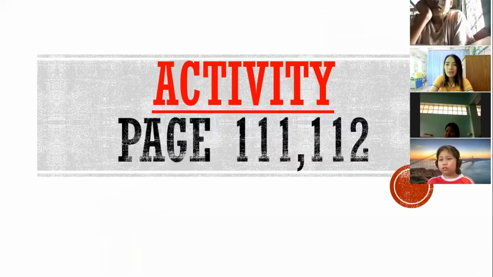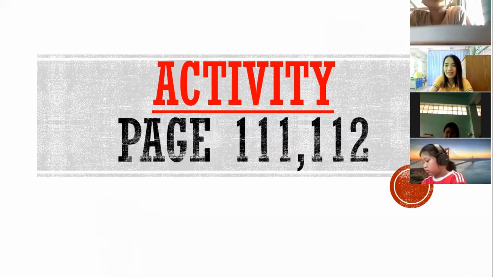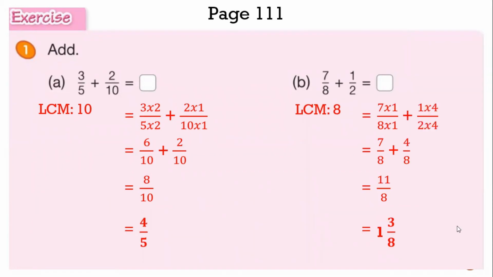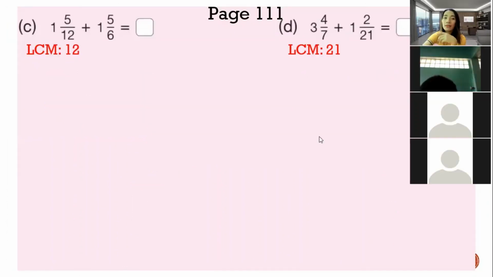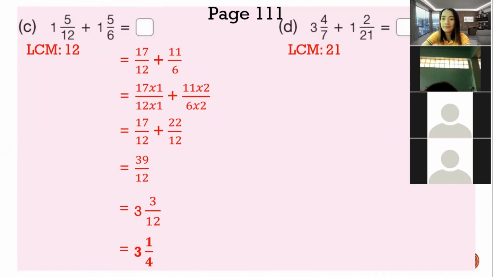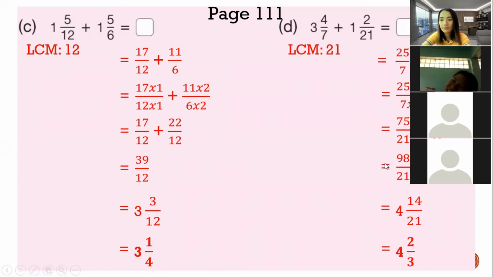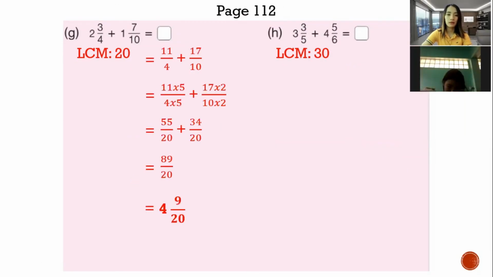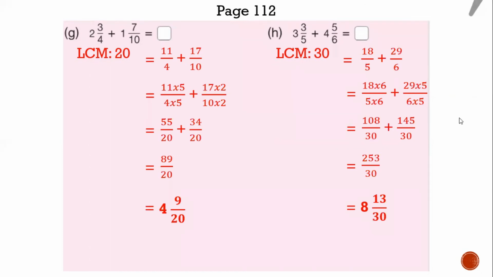Now let's go to your activity. Please get your math books and open them to page 111. The answer for letter A is 4 over 5. Next, for letter B, the answer is 1 and 3 over 8. What is the answer for letter C? Letter C, the answer is 1 over 4. How about letter D? 4 and 2 over 3. The answer for letter E is 1 and 1 over 18. And letter F is 1 and 7 over 12. Letter G, the answer is 4 and 9 over 20. And for letter H, the answer is 8 and 13 over 30.